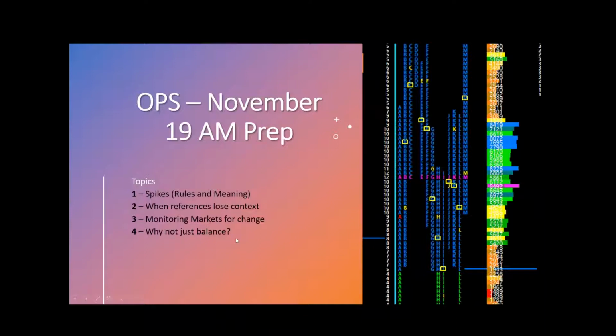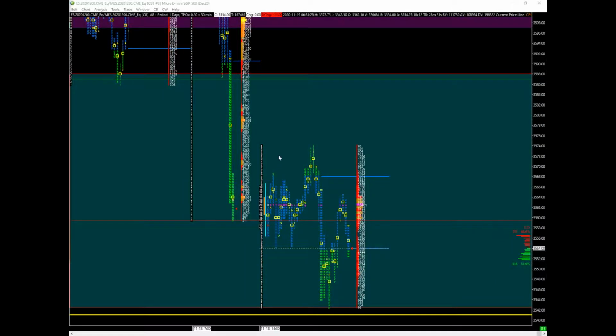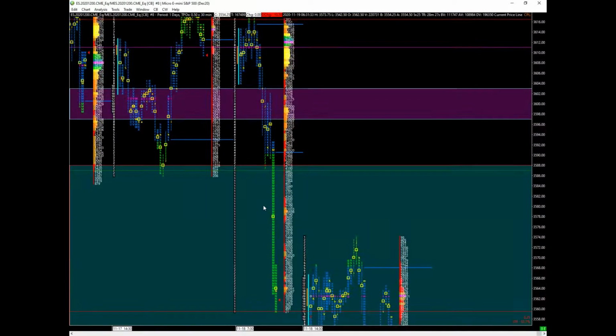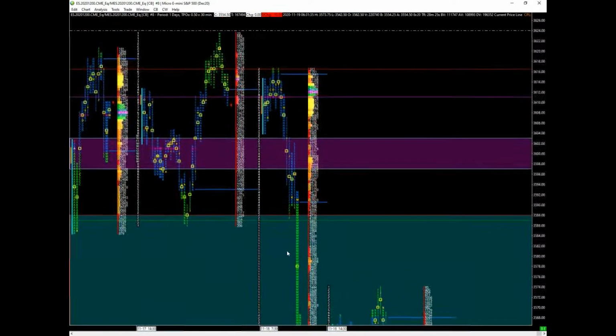And then the biggest question I've gotten in DM is why are we not just looking at this as coming back into a 4-day balance, and why I chose the context of the spike being more important, and how that's worked out so far. So coming into today, we'll get into the Globex session in a bit, as we do our morning prep later on in this webinar.